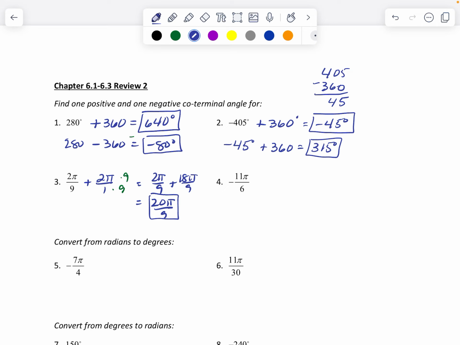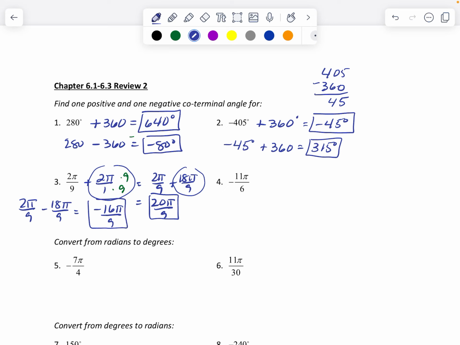Okay, if I want to get a negative one, I'm going to do the same thing and take 2 pi over 9. I'm going to subtract 2 pi. Now, we already kind of saw that 2 pi and 18 pi over 9 were the same thing. So I'm going to go ahead and subtract 18 pi over 9 since I already have that common denominator. And that's going to give me negative 16 pi over 9.